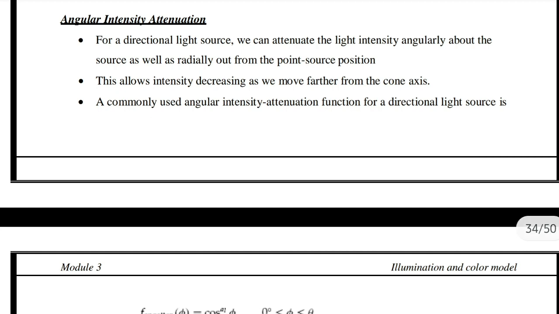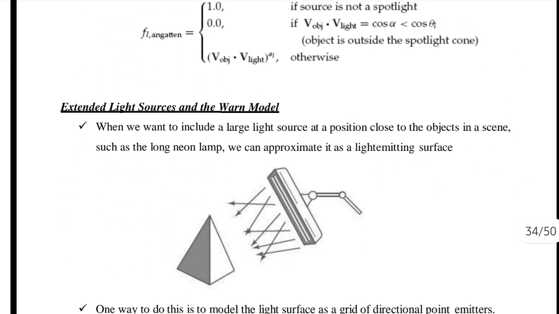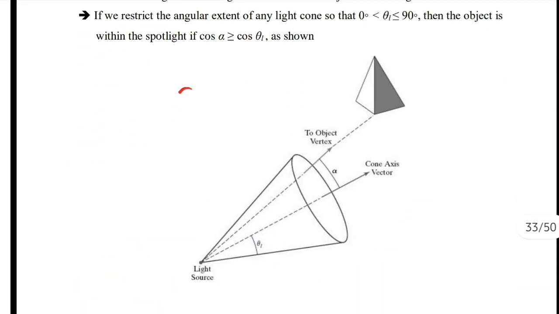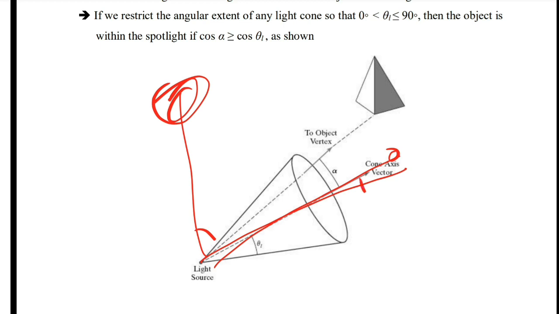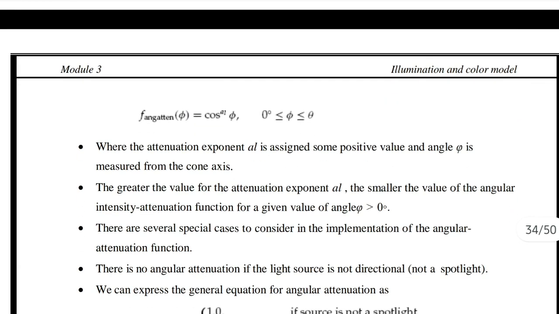Angular intensity attenuation: how it is dependent on the angle, rather than the distance. First we discuss the distance. As the distance increases, the intensity decreases, and how about the angle? As the angle increases, the intensity also decreases. Because if you are standing at this position, the angle is too much here, so the intensity will be very less. The object standing here, where the angle difference is very less, will be illuminated very brightly, right? That's what angular intensity attenuation is, and this is the formula for it.